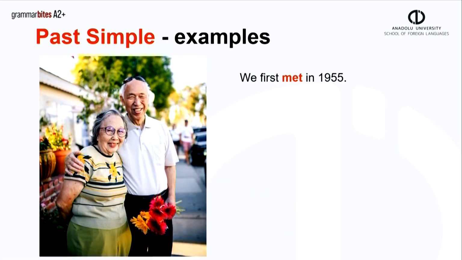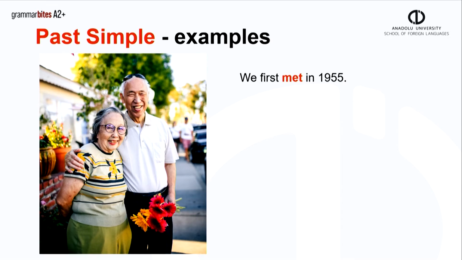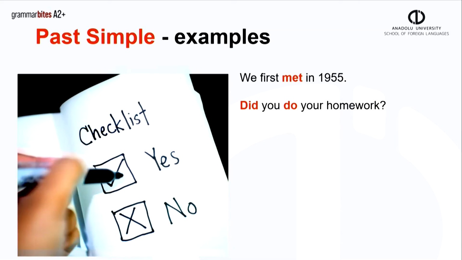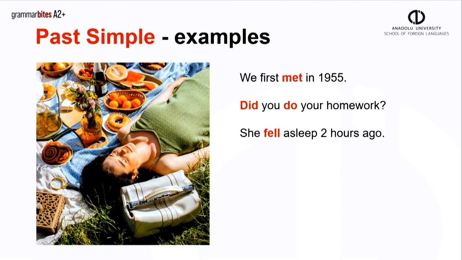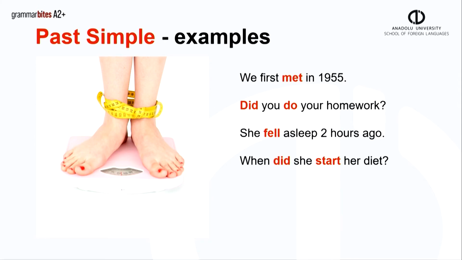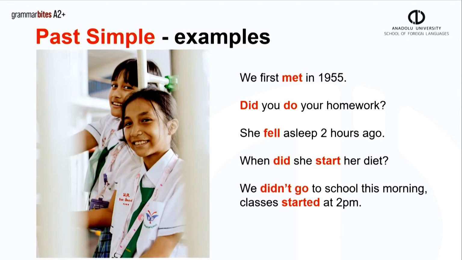Here is the past tense. Remember, we use it for activities or states that are finished. We first met in 1955. Did you do your homework? She fell asleep 2 hours ago. When did she start her diet? We didn't go to school this morning. Classes started at 2 p.m.